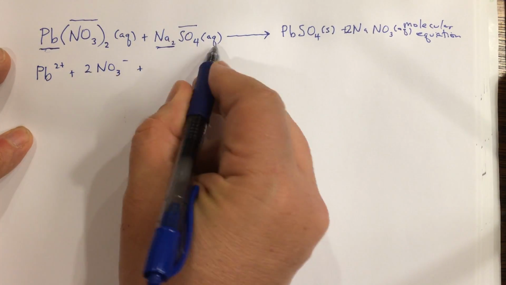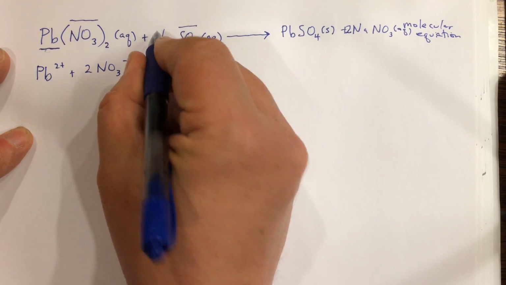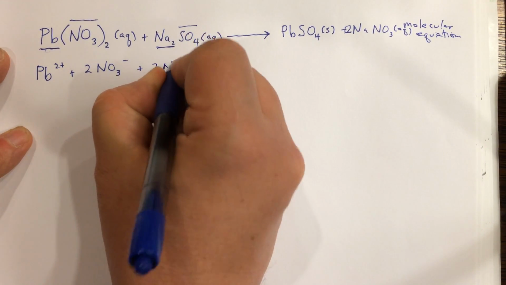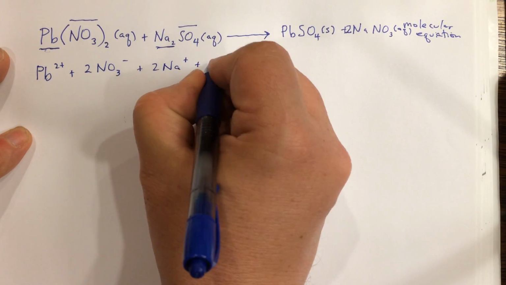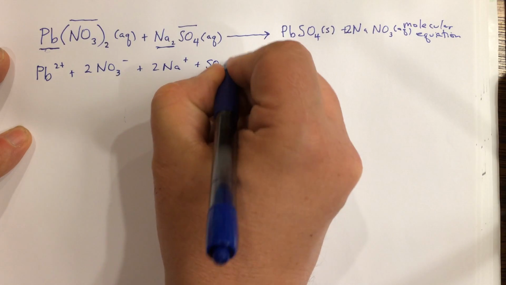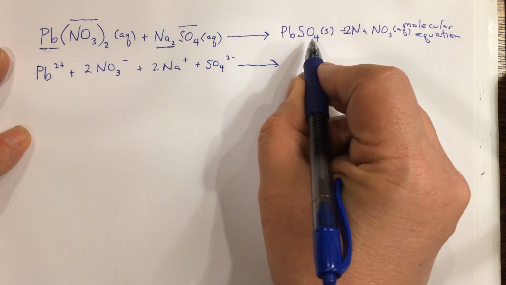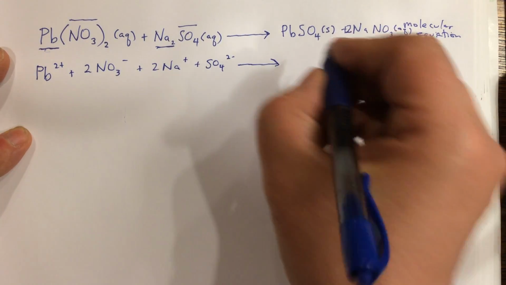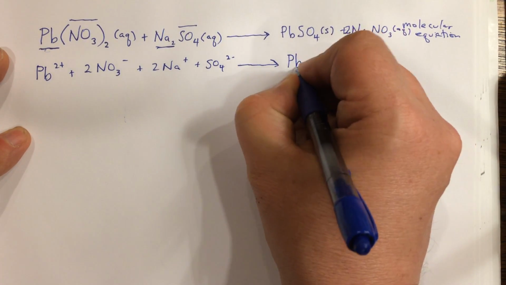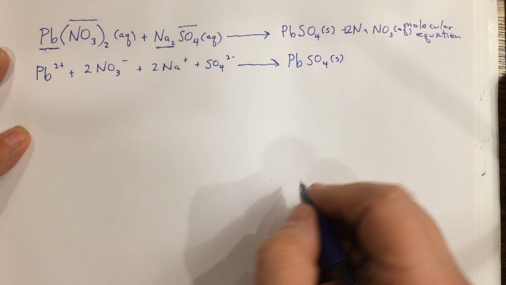And then remember, all this is aqueous, so this is going to be broken apart in the water. I've got two sodiums. So I'm going to have two sodiums, and remember, sodium is +1. And then I'm going to have a sulfate, and sulfate is -2. Over here, I'm not going to break anything apart because it's not aqueous. It's solid. So I'm just going to leave this the way it is. So this is lead sulfate. And I'll say again that that's solid.